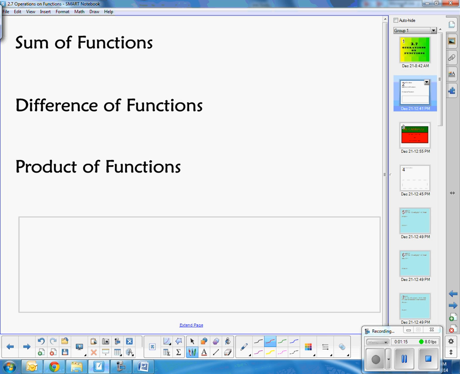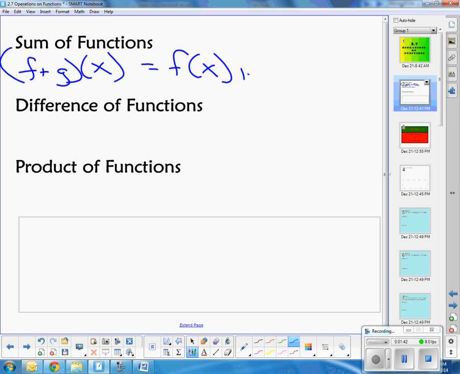Some of this you may have seen before. You just need a reminder, but I would say for most of you, looking at the domain piece might be new. So for the sum of functions, if I have 2 functions, f and g, and I want to add them together, we would write it f plus g of x. Remember that this is function notation, so this is not multiplication. And that would be equal to f of x plus g of x. I know it looks like distribution. It looks like we distributed the x to the f and the g, but that's not what we did. This is a function operation.